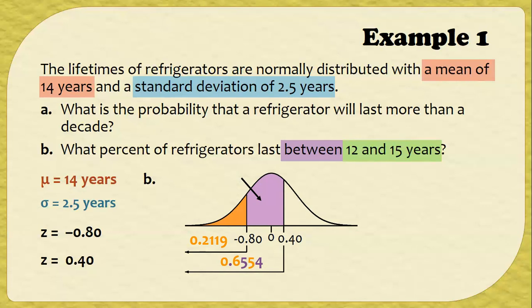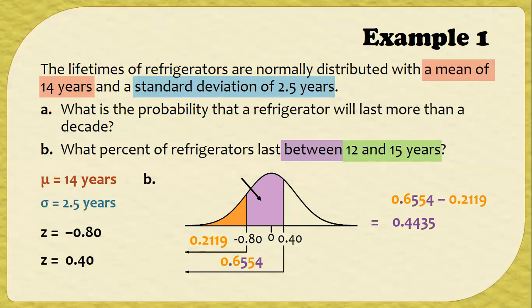So that's going to be our next step. When we're finding this purple region, we're going to take the bigger area from the table and subtract the smaller area from the table. This will always be the case whenever you have a between problem. You're going to look up both areas and then take the bigger area minus the smaller one. In this case, that's going to give me 0.4435.